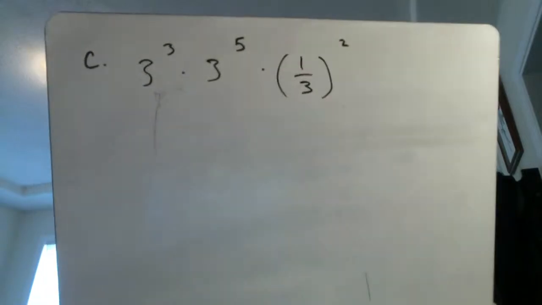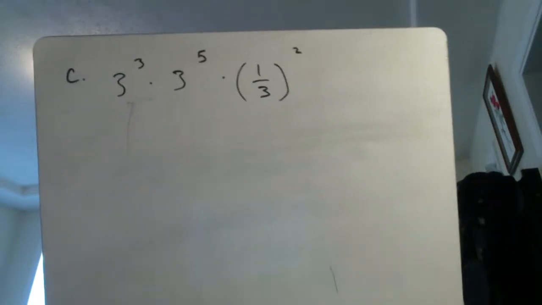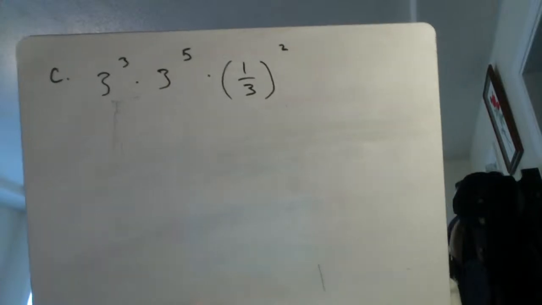All right, question C. So this one seems a little bit tricky, but it utilizes the same knowledge we used in the first problem. So C, they give us 3 to the third power times 3 to the fifth power times 1/3 to the second power. Can anyone tell me what 3 to the third power times 3 to the fifth power is? Before we look at the fraction, what's 3 to the third power times 3 to the fifth power? Type it in the chat, please. You can just write the exponent.